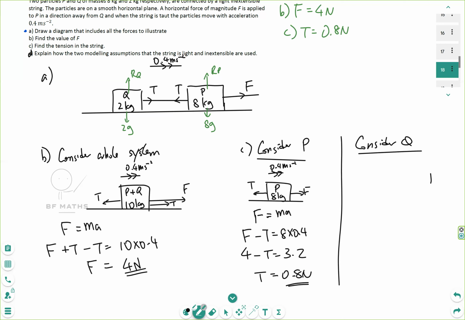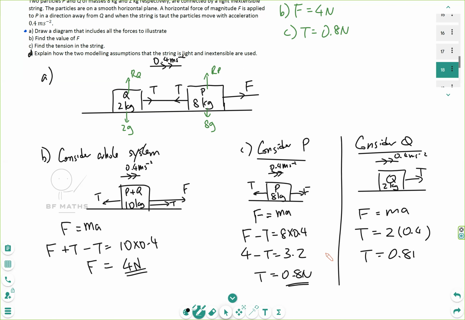But if you consider Q, that's perfectly fine as well. Q might actually be simpler in this case, because if you look at Q, there's only one force acting on it, which is tension. And we know the particle is accelerating to the right at 0.4 meters per second squared. Q is 2 kilograms. So using F equals ma, the only force is T, the mass is 2, a is 0.4, so T equals 0.8 Newtons. Both ways work. Part D, explain how the two modeling assumptions, light and inextensible, were used. We've just done that. You can just copy it from the previous example.